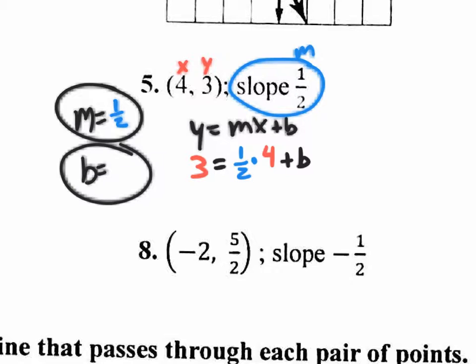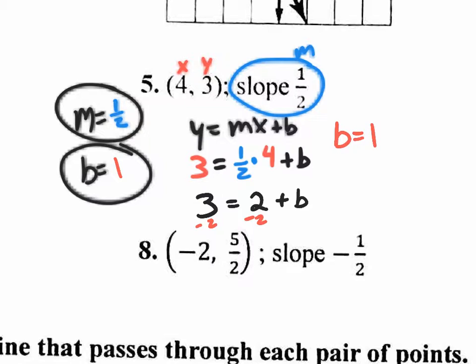So now we just need to do the math. Now some of us are thinking, oh, this fraction's horrible fraction. It's easy, it's 1/2. 1/2 times 4 is simply 1/2 of 4, right? 1/2 times 4 is 2. So my new equation becomes 3 equals 2 plus b. So my final step would be to subtract 2 to both sides, and you'll get b equals 1. So b equals 1, okay? b equals 1.